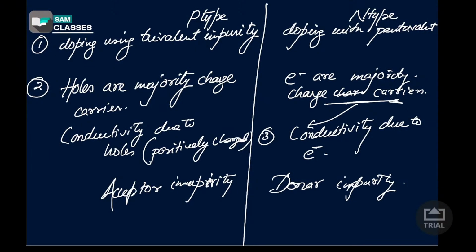For P-type doping, we use a trivalent impurity; for N-type, a pentavalent impurity. Holes are the majority charge carriers in the P-type. Electrons are the majority charge carriers in the N-type. Conductivity is due to holes here, and here conductivity is due to electrons. The first is called an acceptor impurity and the second is called a donor impurity.